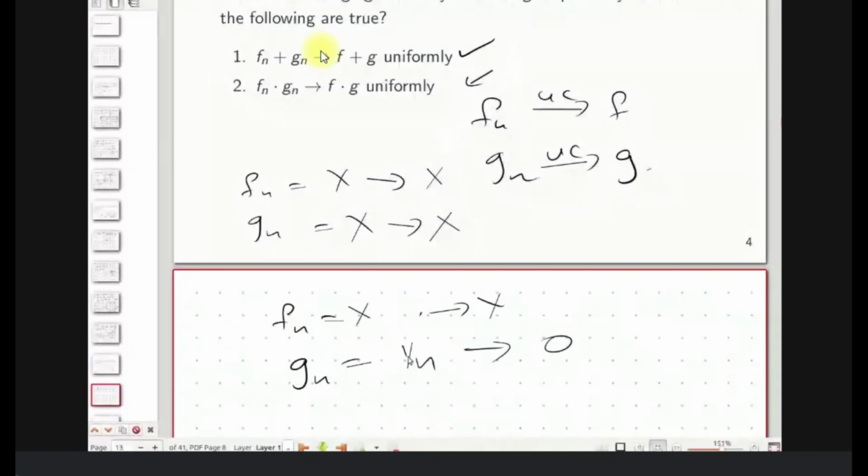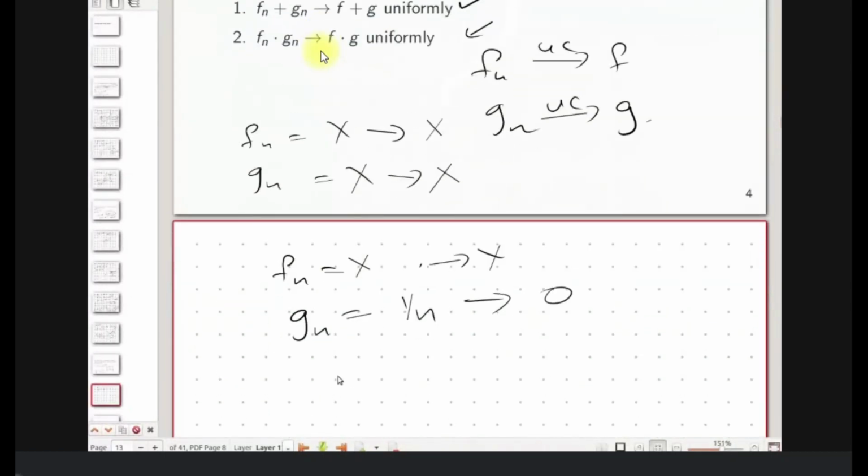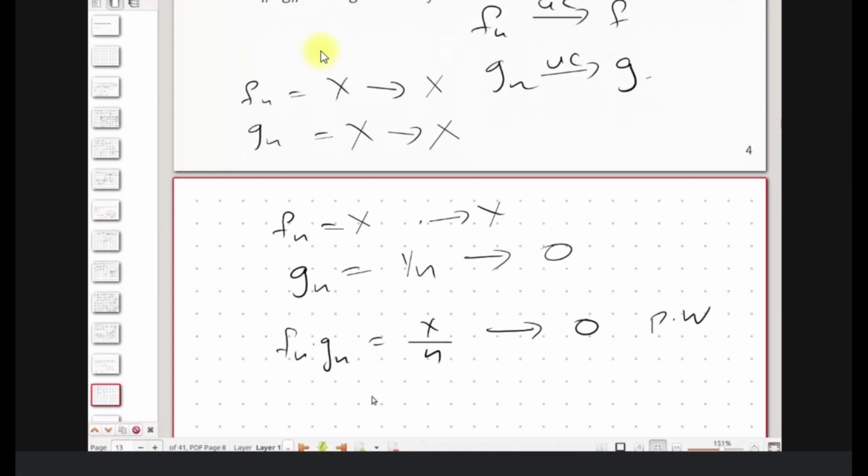These are constant functions, right? Constant functions converge uniformly to 0. That is fine. Now what happens to the product? The product fn gn is equal to x by n. And you know that it converges to 0, at least pointwise, because given any x in R, x by n converges to 0. That is fine. So this converges pointwise, but it doesn't converge uniformly.